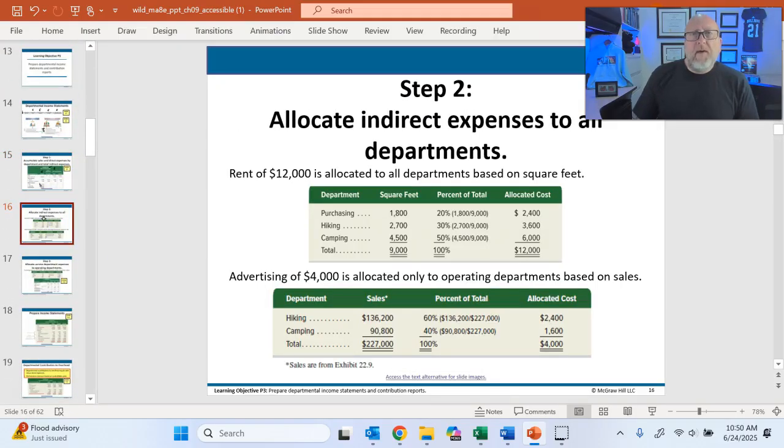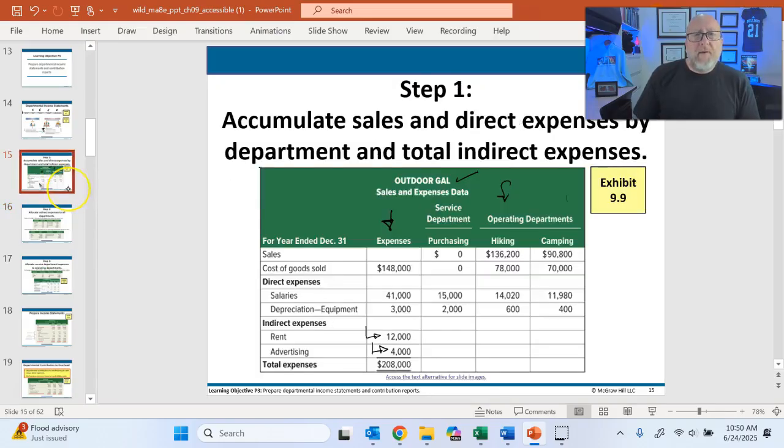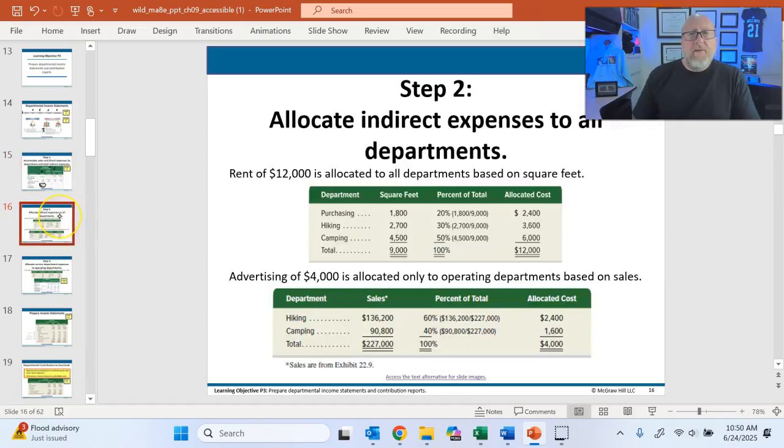Step 2. Okay. So now we are going to allocate the indirect expenses. Okay. And so if I just go back here, here are the indirect expenses. I have 12,000 in rent and 4,000 in advertising. And so we can do the rent first. We're saying, hey, listen, how much of the rent should we allocate to purchasing? How much should we allocate to hiking? And how much should we allocate to camping? And the way that we're going to allocate rent in this particular example is by square feet.